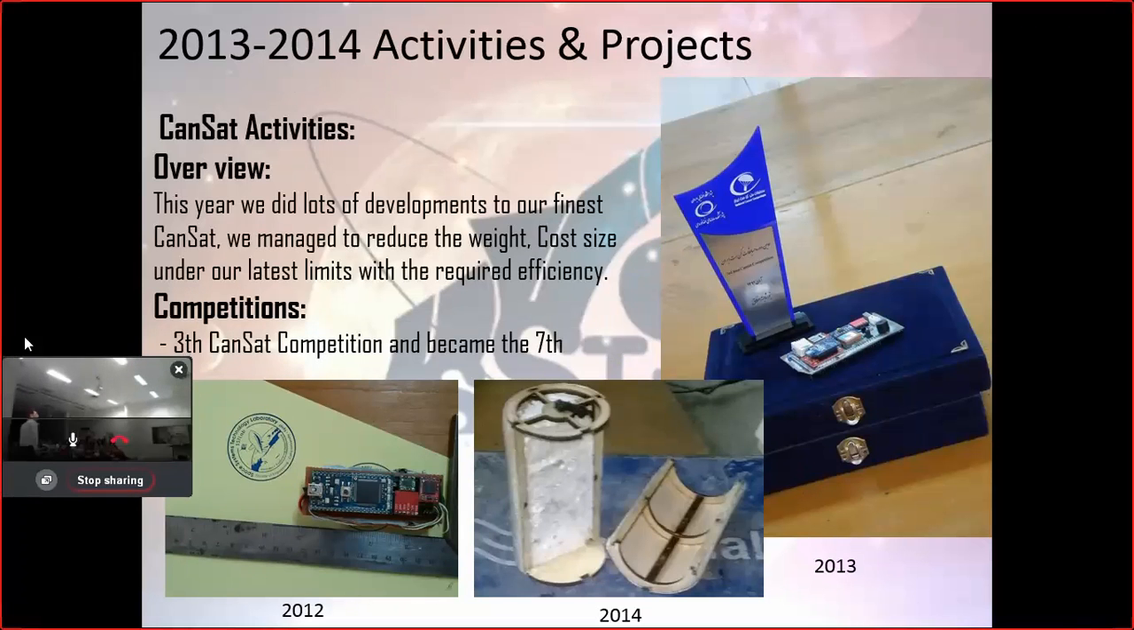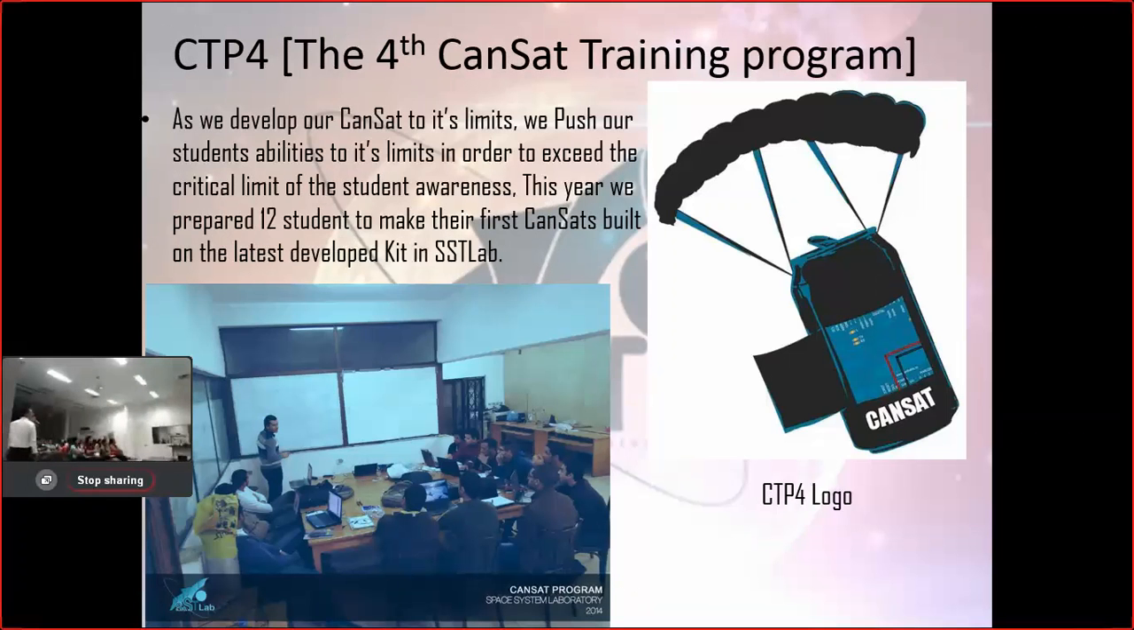Talking about the activities and projects, the team won the Iran competition. They produced a solid structure design. They have a creative design for another microcontroller. This is a CTB4, and this is our team at the training time.